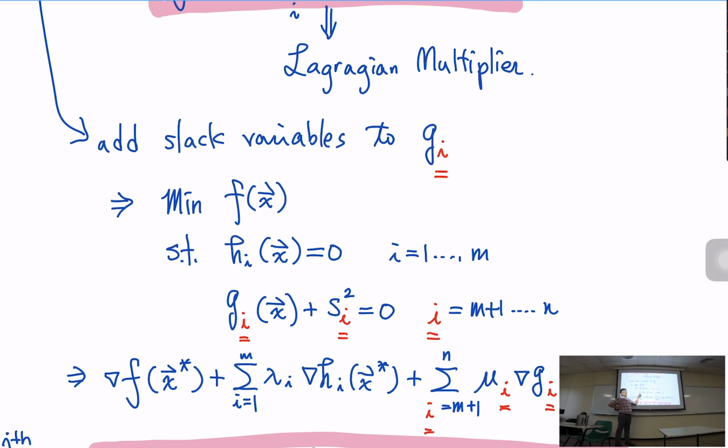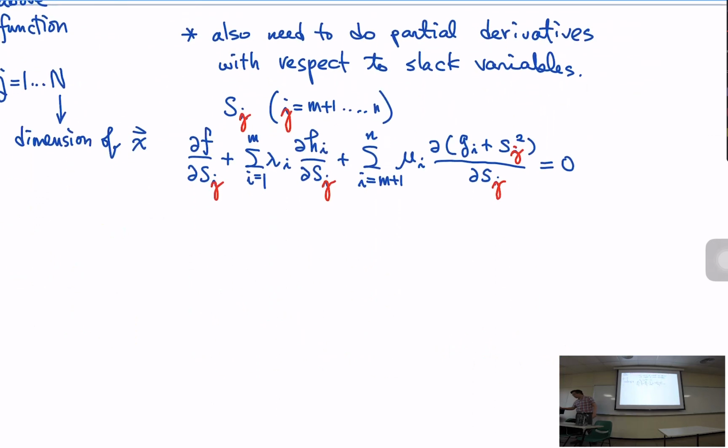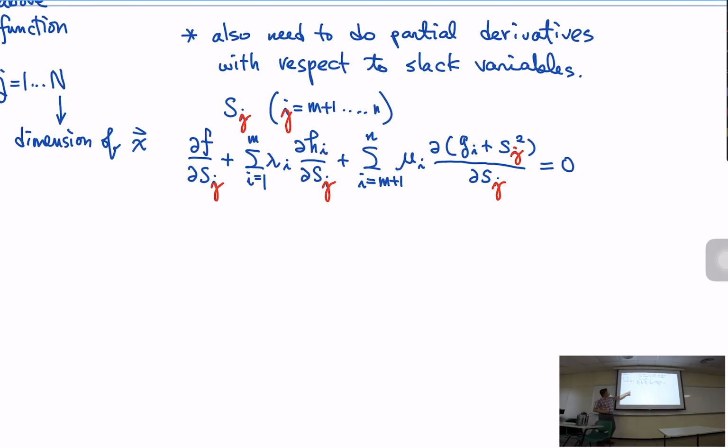Because for every g function we introduce one s variable, so they have the same index. However, when we do the derivative, it will be too confusing if they have the same index. That's why we need to use a different symbol to avoid that confusion.